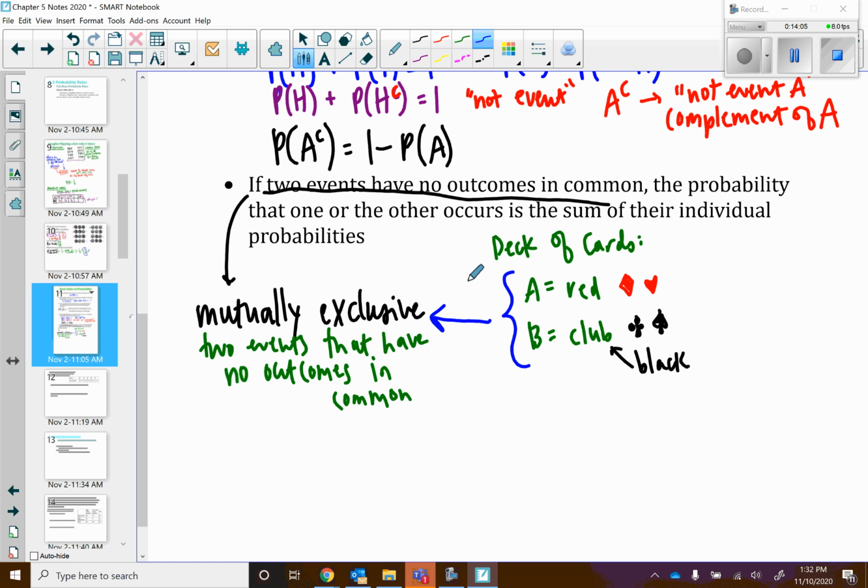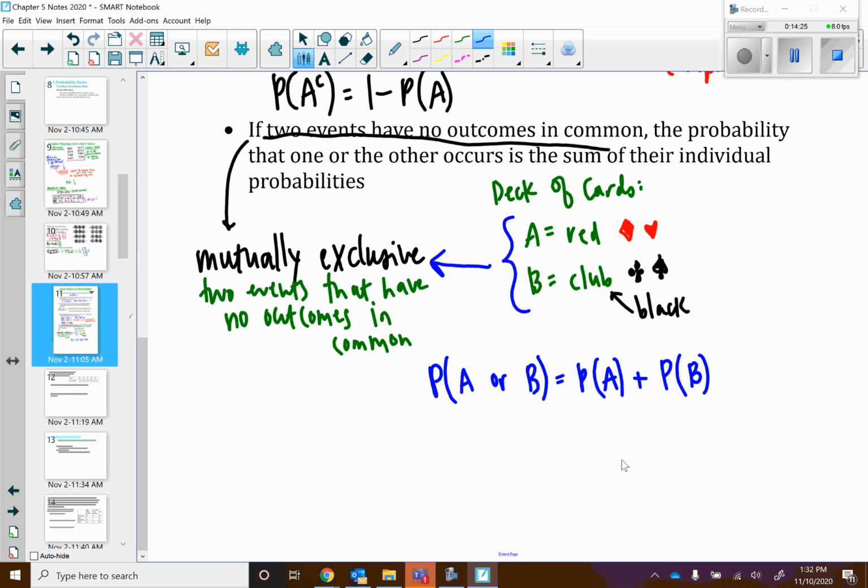So the probability that I am a red card or a club is going to be equal to the probability that I'm a red card plus the probability that I am a club. In this case, half the deck is red, right? So that would be 26 out of 52. And clubs are one suit, so that is 13 out of 52. If I add these together, I'm getting 39 out of 52.